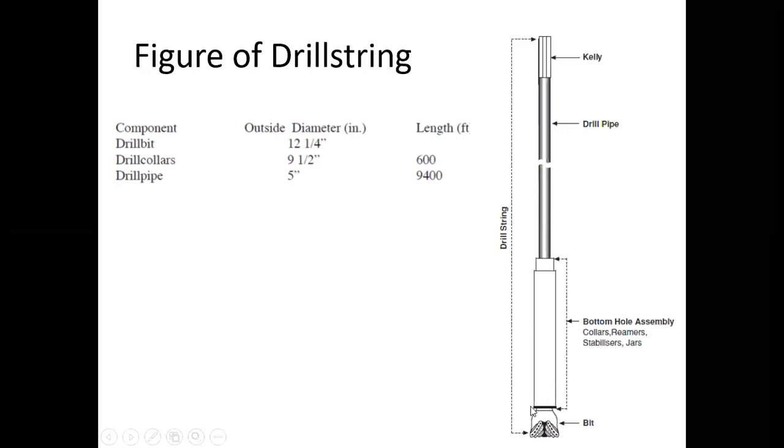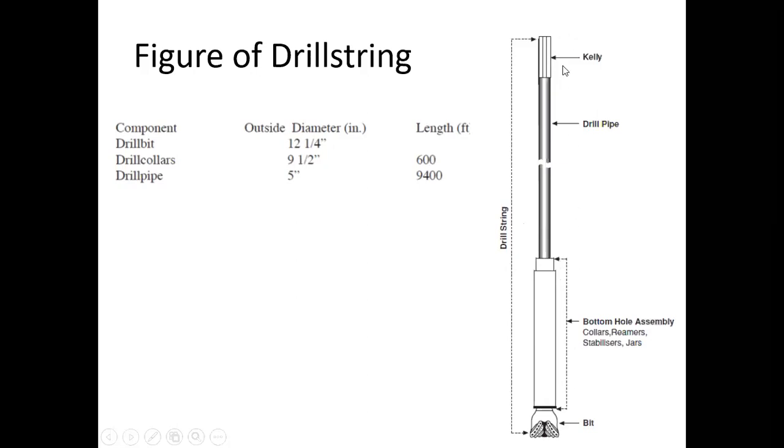Then, as you know, the drill bit is bigger, but connected with it we have a section of drill collars, reamers, stabilizers, and jars. This assembly's diameter is around 9.5 inches, so it is smaller than the bit, this drill collar. The purpose of this bottom hole assembly section is to provide weight to the bit, making it heavier so that it can proceed with the drilling. You see that the length of this heavyweight bottom hole assembly is only 600 feet.